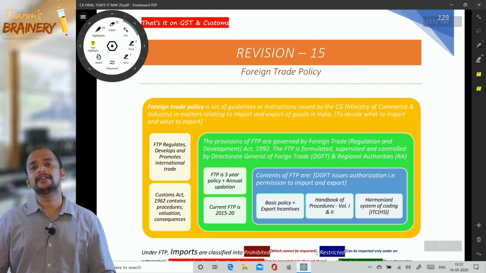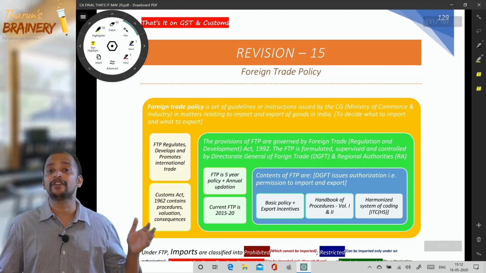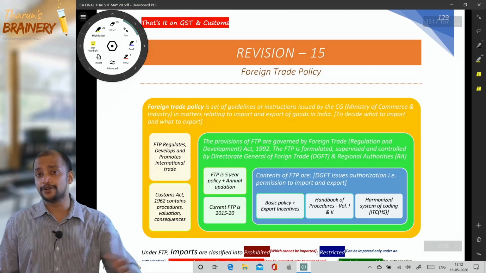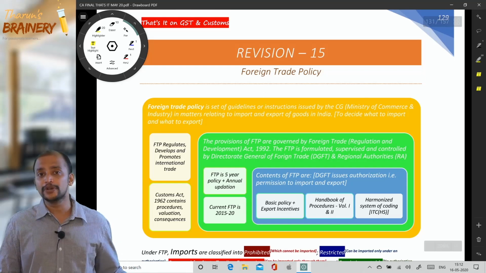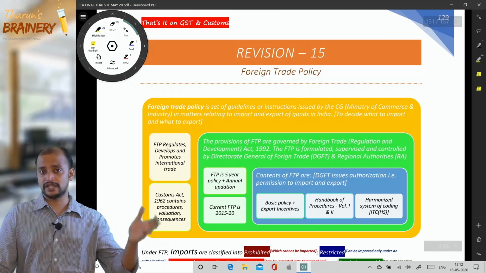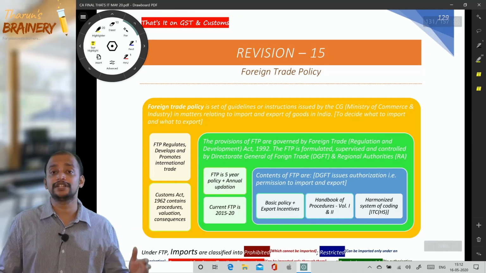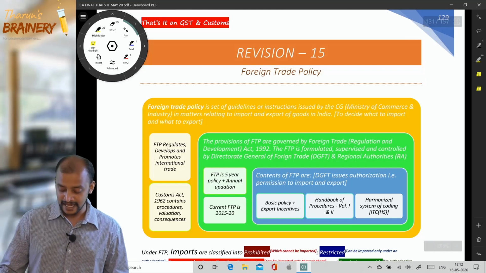So various incentives are given under foreign trade policy like advance authorization, duty-free import authorization, duty drawback, EPCG, MEIS, SCIS, then EOU schemes, deemed export or not. There are many incentives which are given under foreign trade policy to encourage export. That incentive will also be there in foreign trade policy.